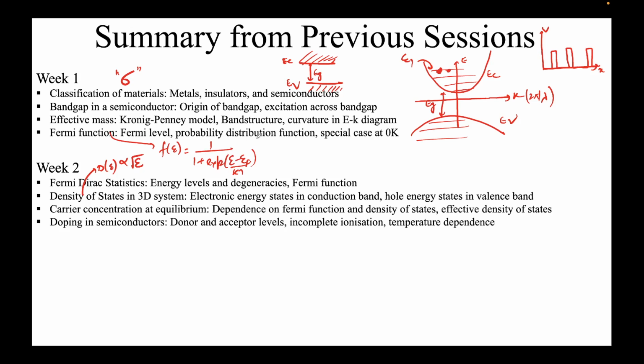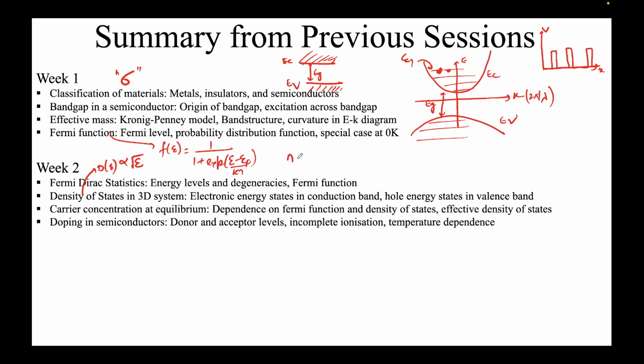This is a probability distribution function, as we had talked about, and there is degeneracy. This means there's not just two electrons; multiple electrons can occupy the same level, because there are multiple states. It's a degeneracy. Okay, and then we can obtain the carrier concentration at equilibrium.